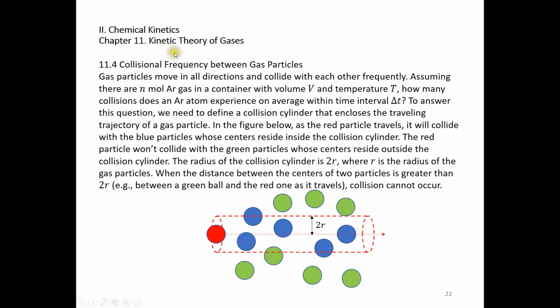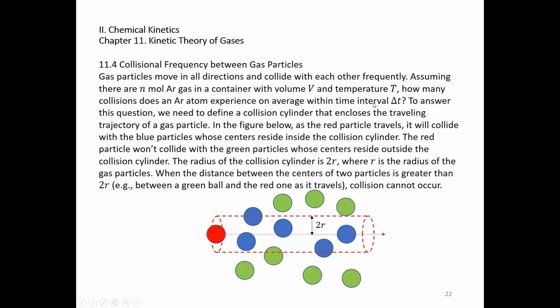Chapter 11, Kinetic Theory of Gases, Section 11.4: Collisional Frequency between gas particles. Gas particles move in all directions and collide with each other frequently. Assuming there are n moles of argon gas in a container with volume V and temperature T, how many collisions does one argon atom experience on average within a time interval delta t?